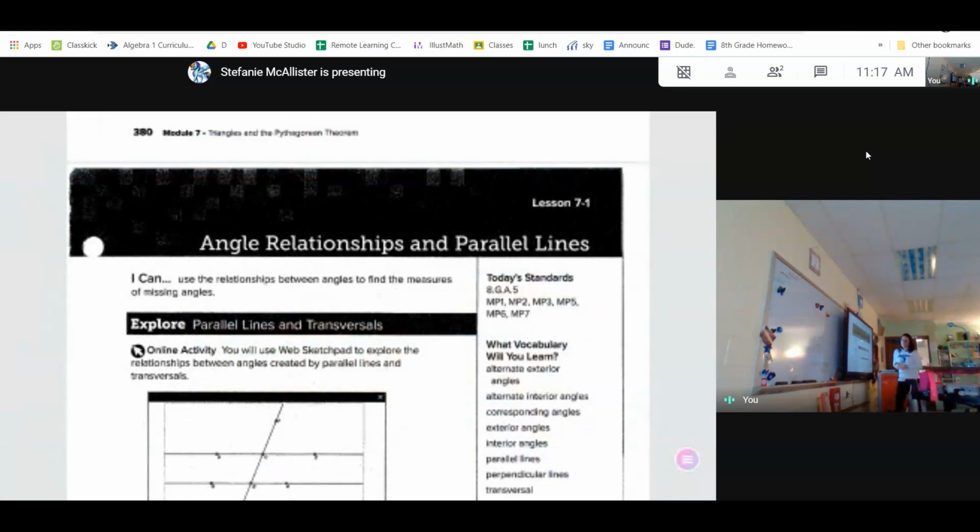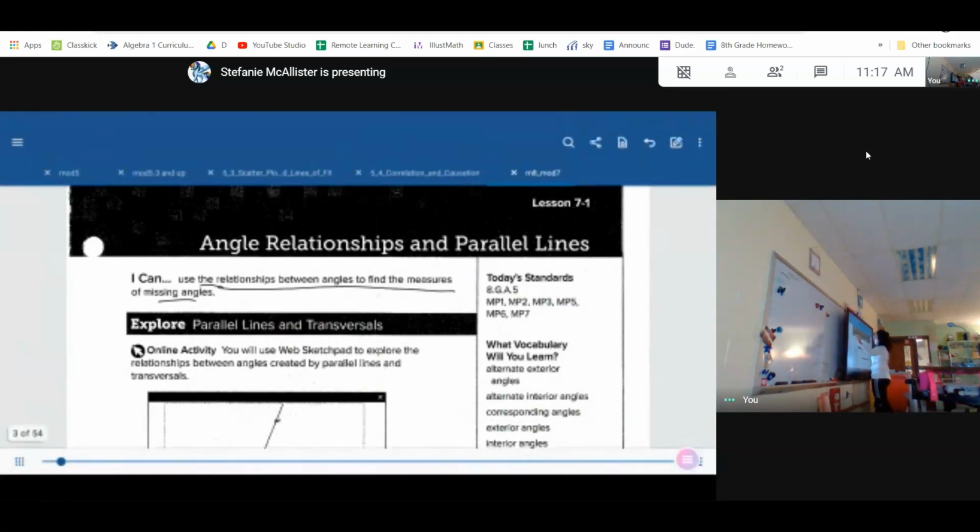First lesson is going to be on angle relationships and parallel lines. You will be able to use the relationships between angles to find measures of missing angles. It'll be like a detective. It's kind of thinking about it, that's essentially what we're doing.